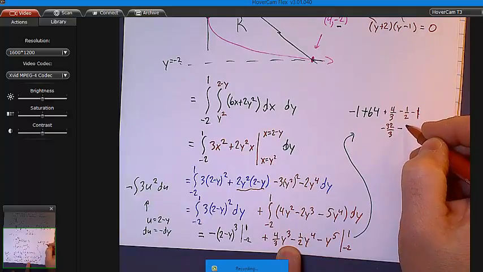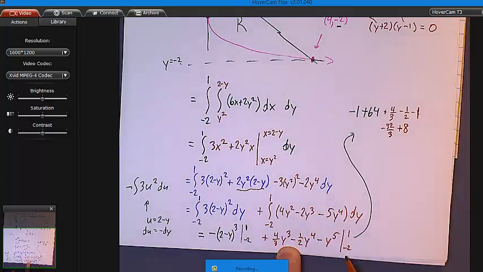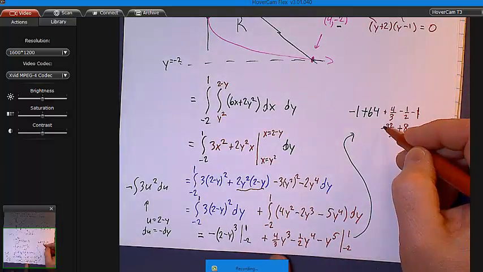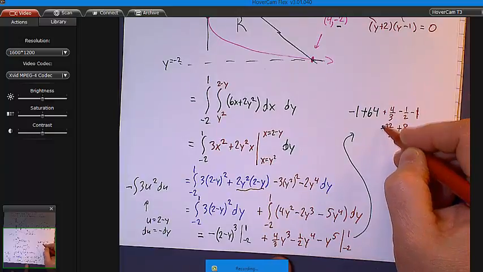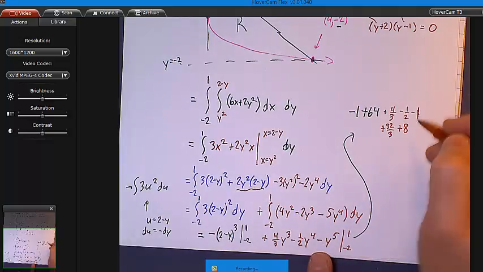Oh, time out. I'm subtracting that. That's going to be positive 8, isn't it? And it's going to be, because I'm subtracting when I plug in negative 2, so you're right. Thank you, Alex. We're going to add the 32/3, aren't we? Mm-hmm. Yes, I agree. We're going to add those 32/3. Let's see about here. When I plug in negative 2 to the 5th power is negative 32, but we have a minus, makes it positive 32, but I'm subtracting, so I get minus 32.